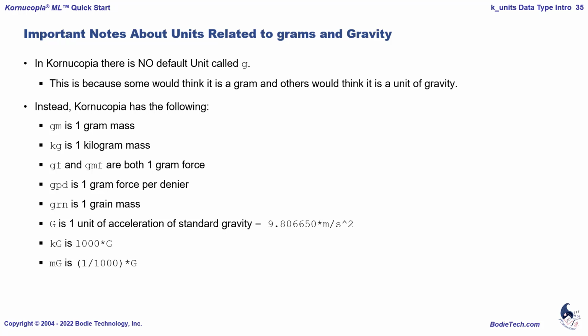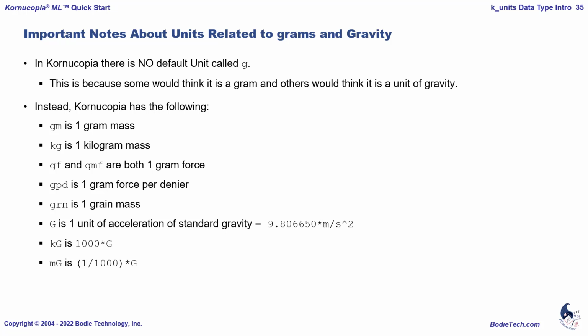Now, one of the things that people will likely be using is the unit of G, which, depending on what you're doing, might be a standard unit of acceleration for gravity, or maybe it's G for gram. Because that's so ubiquitously used in both camps, in Kornucopia, we've chosen not to include a single unit of G as a known unit. So instead, for grams, we have GM, and kilograms for kilogram mass. And if you're a gram force kind of person, we have GF and GMF.